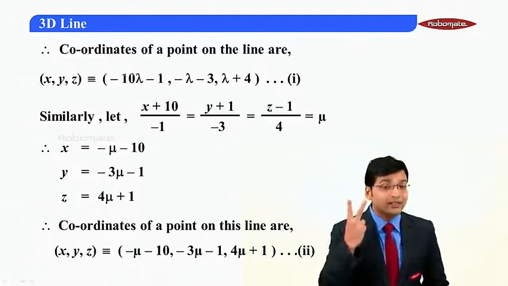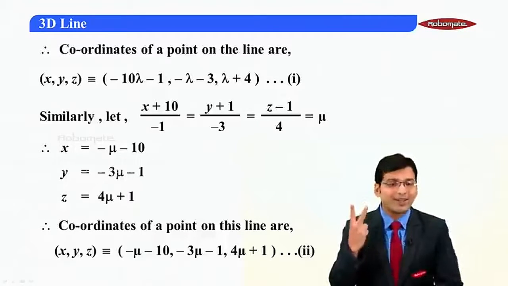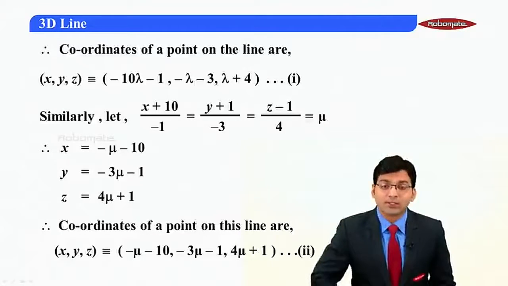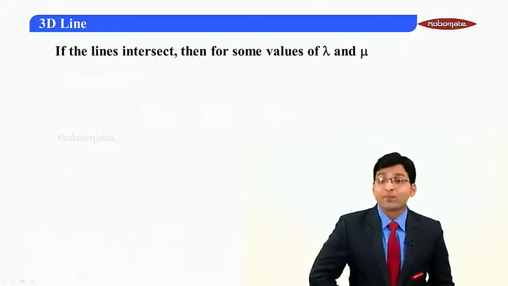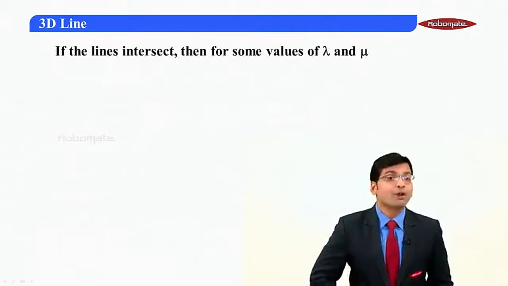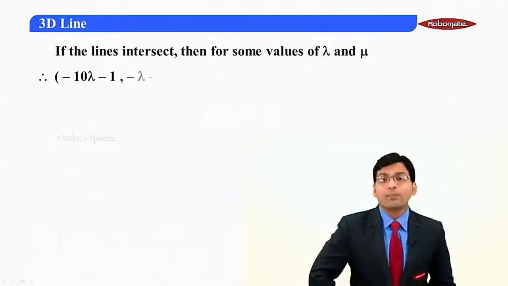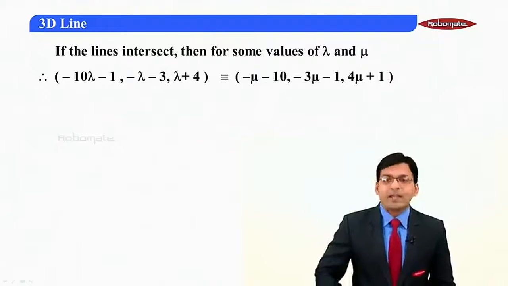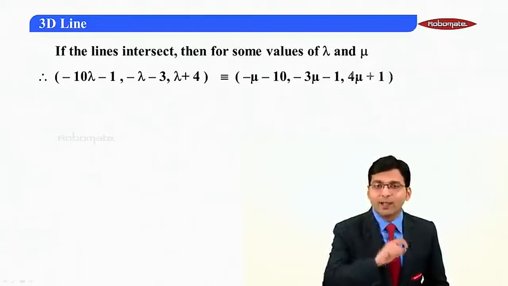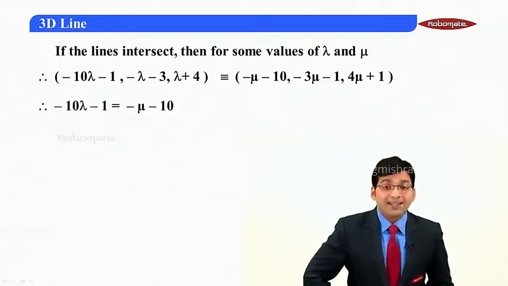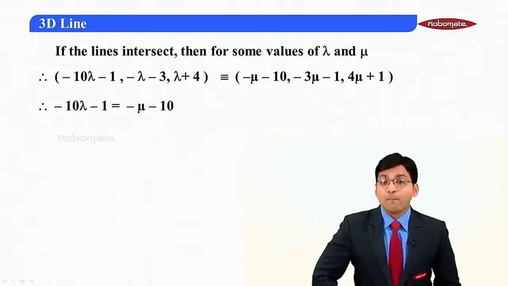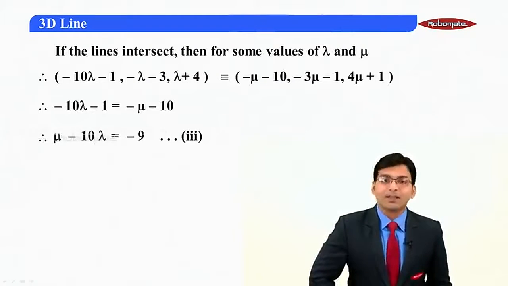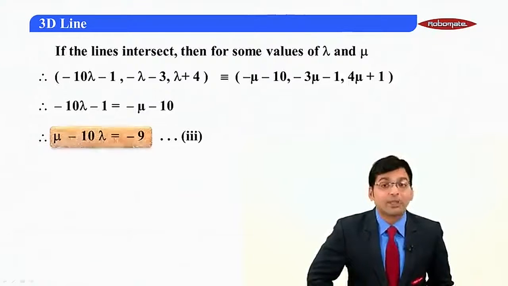Now if two lines intersect, students, they will have one point in common, right? That means for some values of lambda and mu, the two points must match. So let us say if the lines intersect, then for some values of lambda and mu, the point on the first line matches with the point on the second line. Now on comparison of x values, we get -10 lambda - 1 = -mu - 10, and on simplification this gives mu - 10 lambda = -9. Let us call this equation number 3.